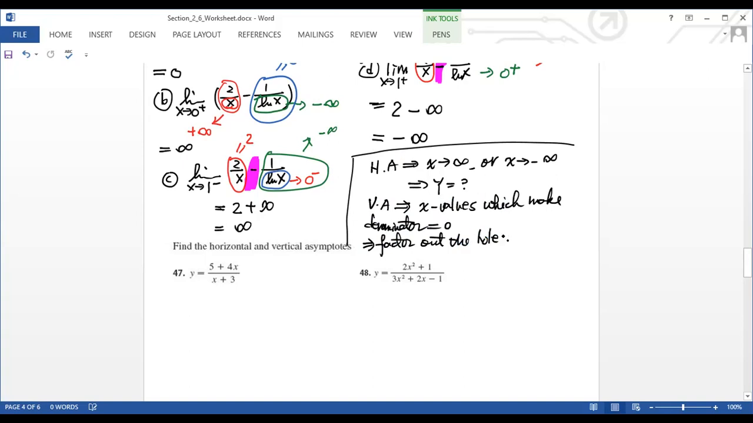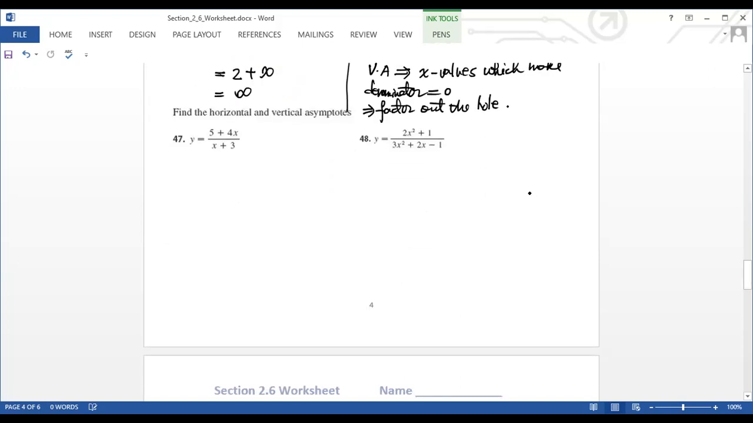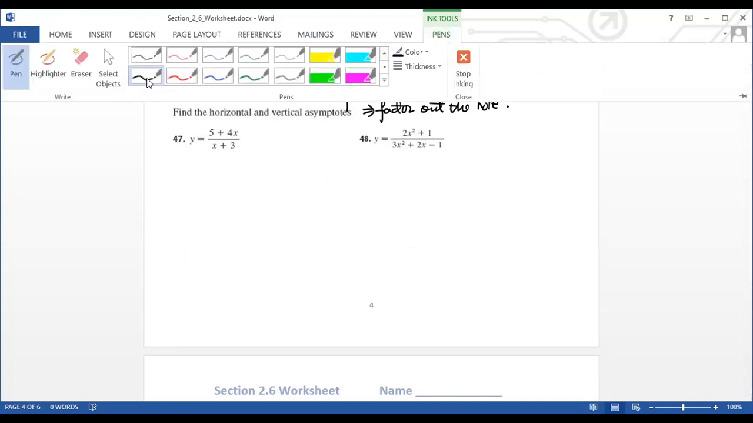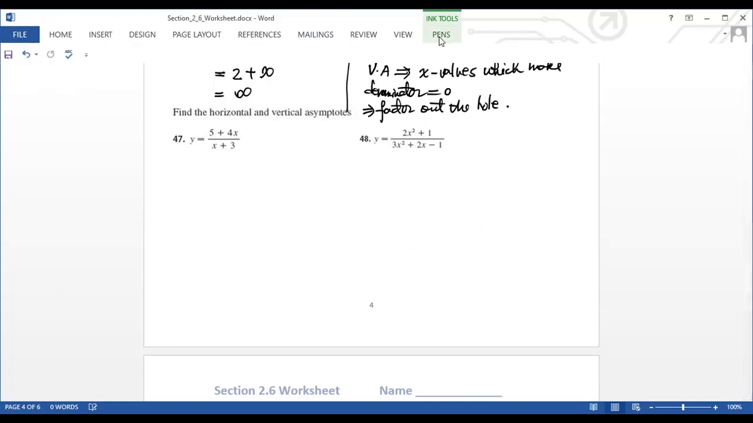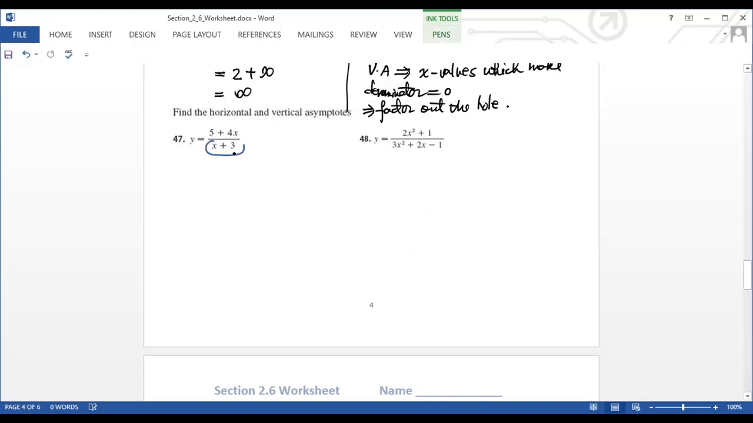Okay, so let's take a look here. The first one is pretty easy. They ask for the horizontal and the vertical asymptote. The vertical asymptote, like we said, is where the denominator is equal to 0. There's nothing I can factor out. So what is the x value? x is -3, so x equals -3. This is one of my vertical asymptotes.